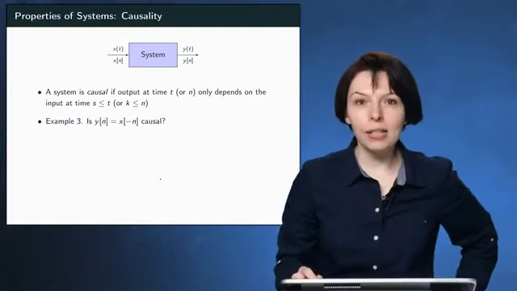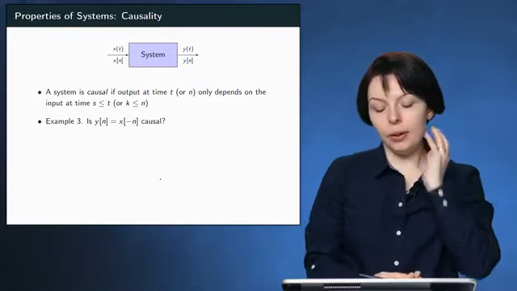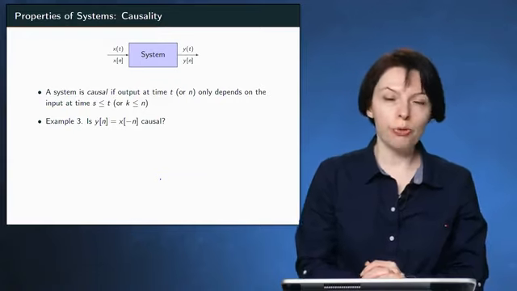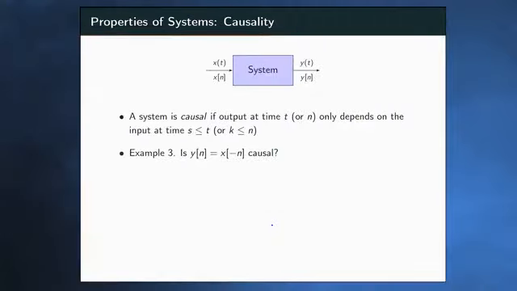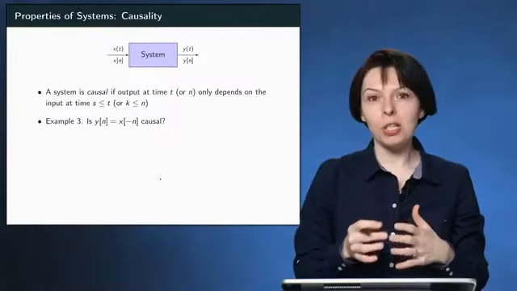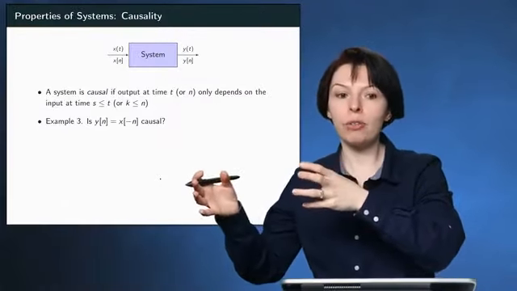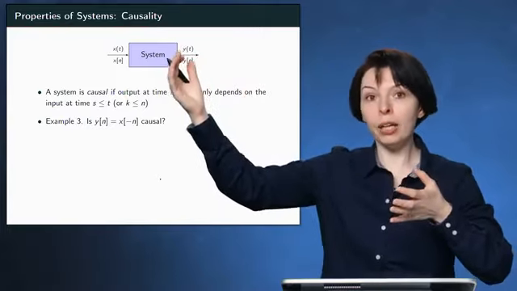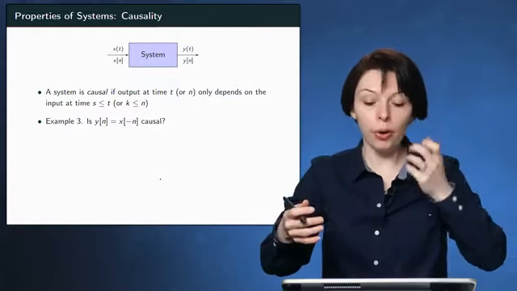Let's take a look at this third example. Y of n is x of -n. So I'm looking at this system and giving some numbers for n in this expression. I'm trying to figure out if y of n depends on the future values of x of n or not. In other words, if I want to build y of n, do I need access to the values of x of n at time points other than n, or the future time points, or just the time point I'm looking for and the past time points?